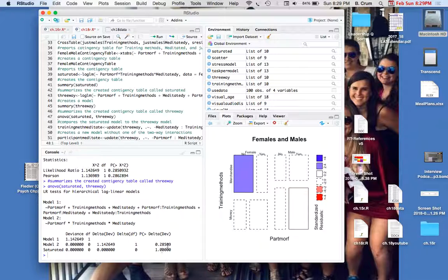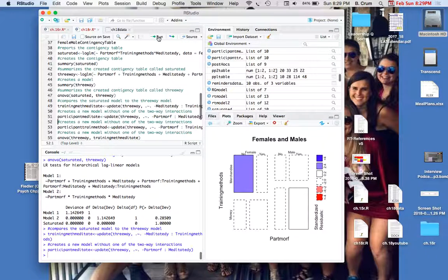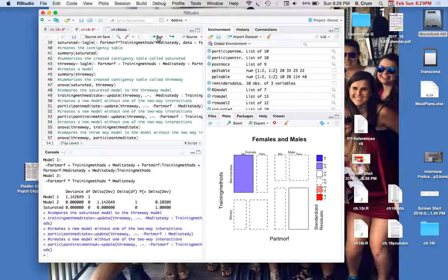So next I start by creating new models, getting rid of each two-way interaction. First I get rid of the training method and meditation interaction, then the participant and meditation interaction, and participant and training method. So I just created all the models, and now I'm going to do the ANOVAs, comparing the created models to the one we did before that doesn't have the three-way interaction.